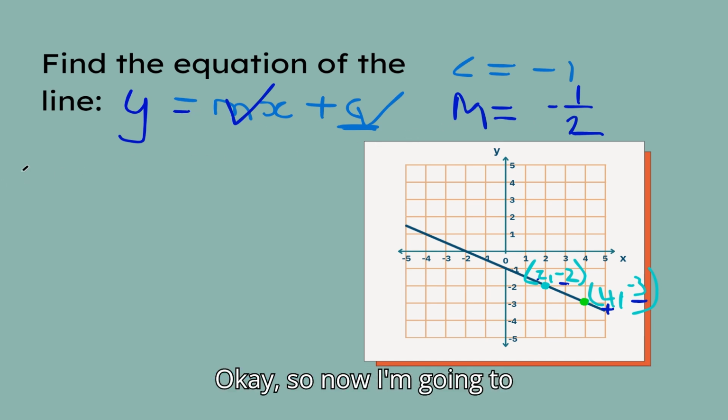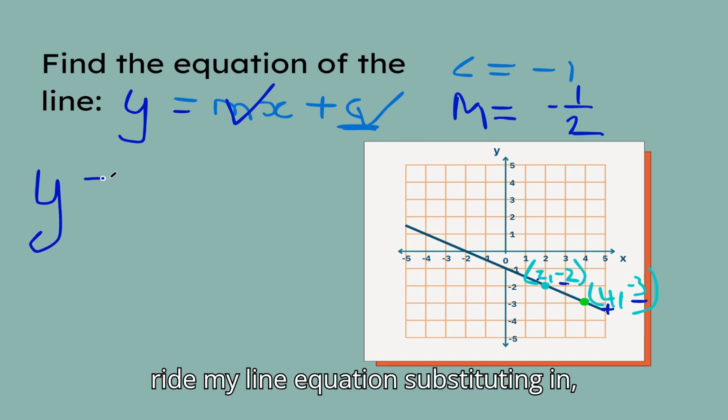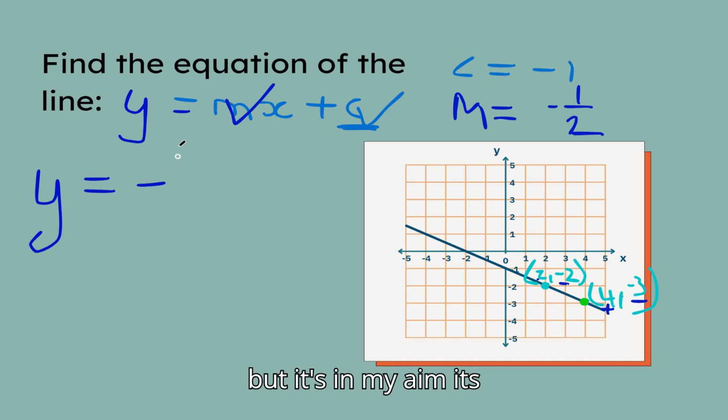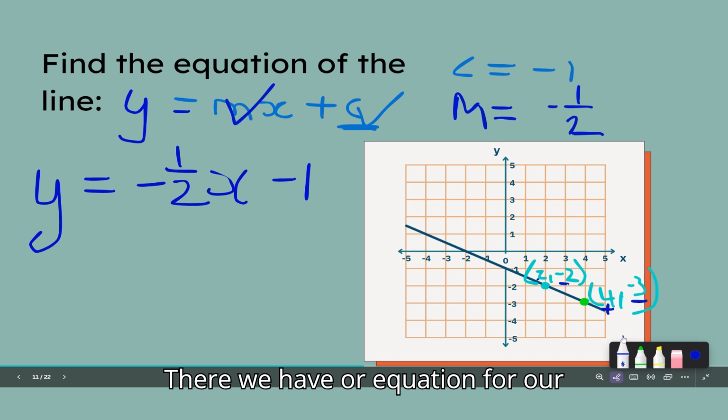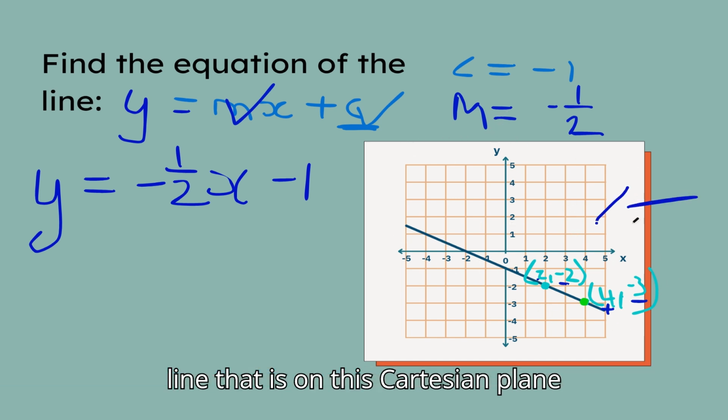Okay, so now I'm going to write my line equation, substituting in. What is my m? It's negative 1 over 2 x plus c. What is my c? Oh, it's a negative 1. There we have our equation for our line on this Cartesian plane: y = -1/2 x - 1.